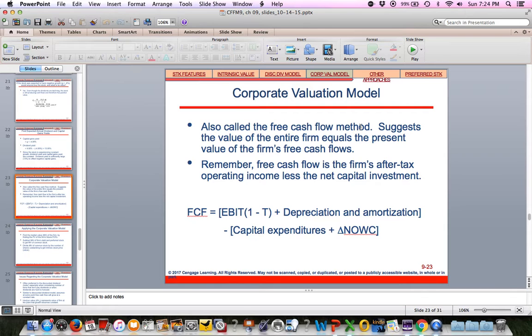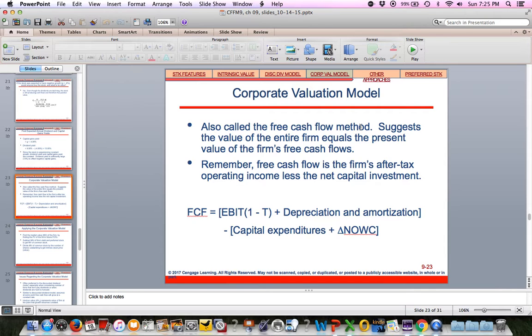Free cash flow is your after-tax operating income less your net capital investment. In other words, that net capital investment is what you need to reinvest in the company to maintain your current levels of production, right? The theory behind that is as you use machinery, as you use property, plant, and equipment assets, as you use up any long-term asset, things wear out, right? So at some point they have to be replaced. So we have to factor in just the normal rate of replacement of property, plant, and equipment items plus any changes in net operating working capital, which is my current assets minus my current liabilities.